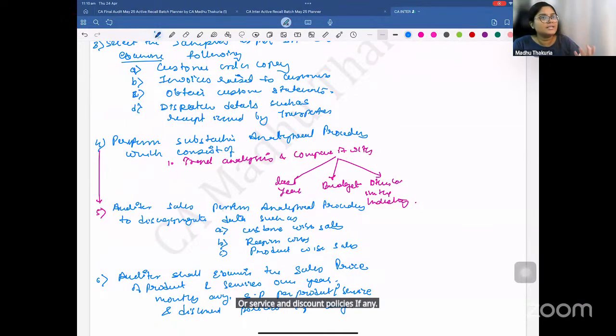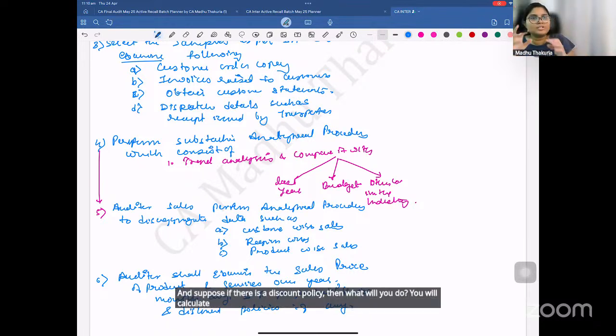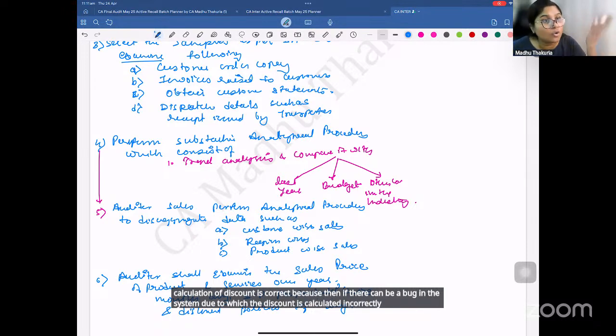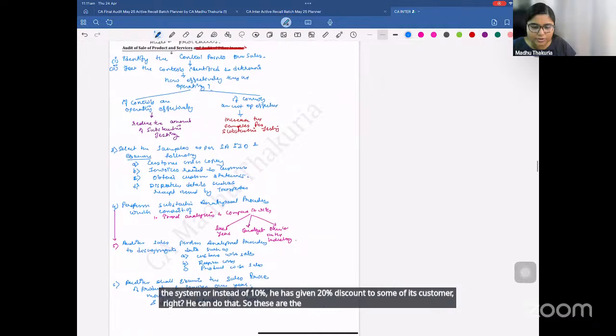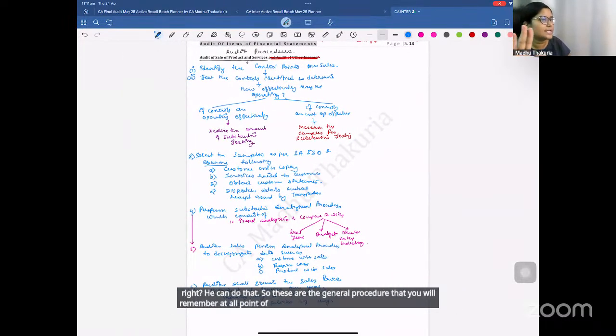And suppose there is a discount policy, then what will you do? For some of the samples, you will also see if the calculation of discount is correct, because there can be a bug in the system due to which the discount is calculated incorrectly, or there is a weak control in the system. So the sales employee who is raising the invoice went into the back end of the system, and instead of 10%, he has given 20% discount to some of his customers. He can do that. So these are the general procedures that you will remember at all points of time about sales.